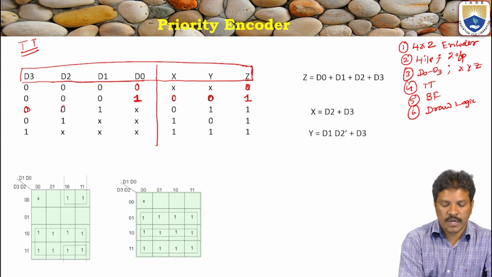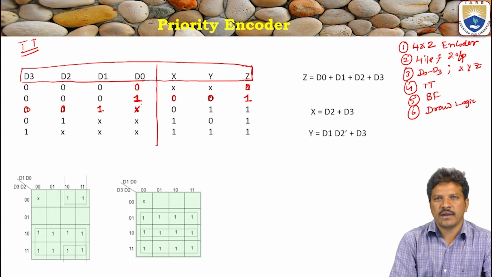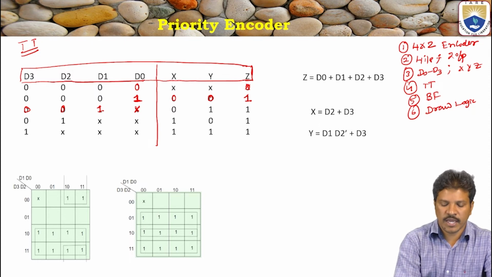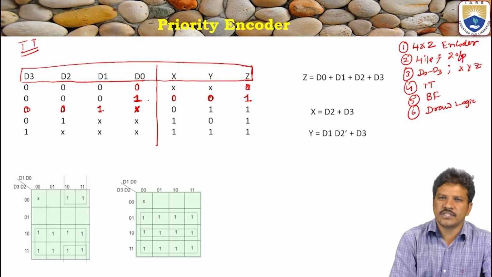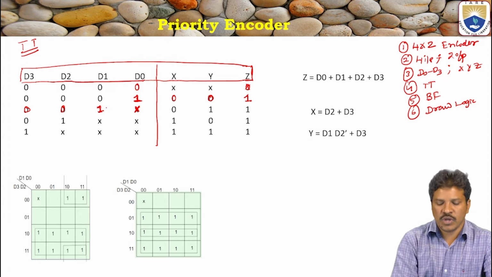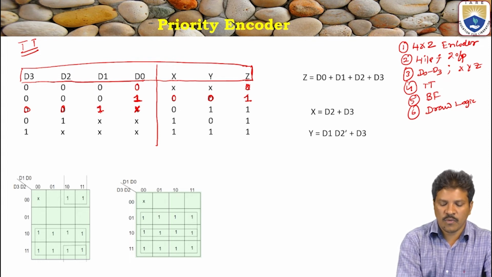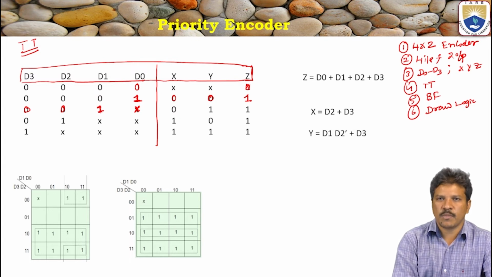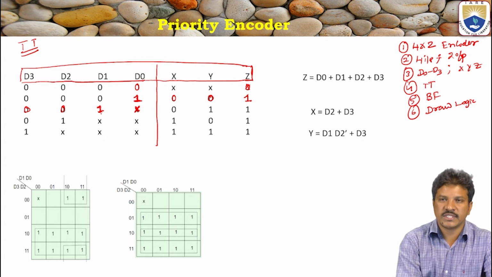Then D3 is 0, D2 is 0, D1 is 1, and D0 is don't care. What does it mean? D0 don't care means D0 is either 0 or 1, but D1 is 1. So if D0 is 0 and D1 is 1, we assign the priority to D1. Suppose D0 is 1 and D1 is 1, we can also assign the priority to D1.